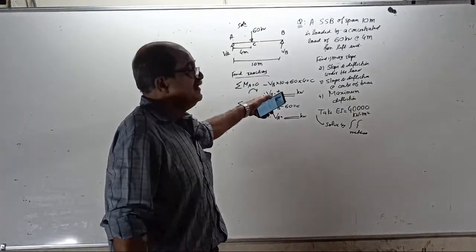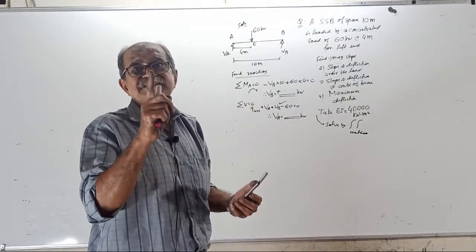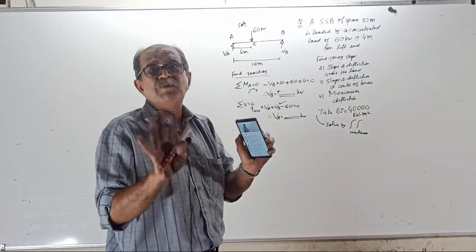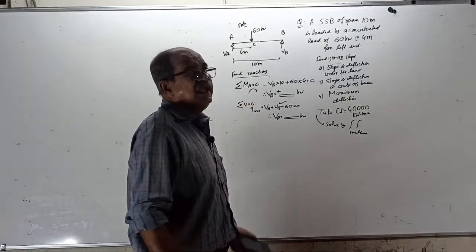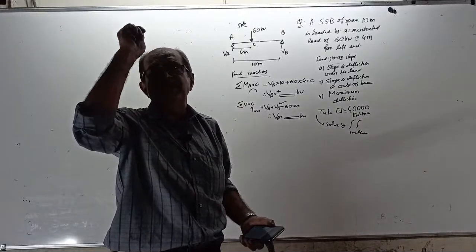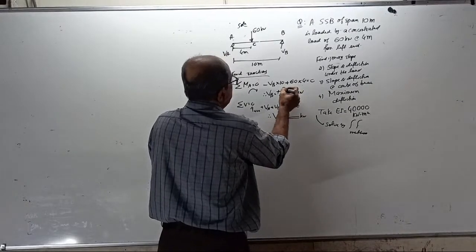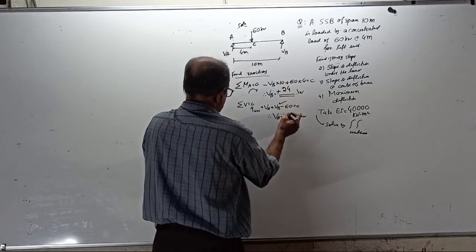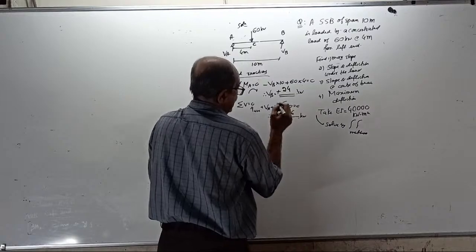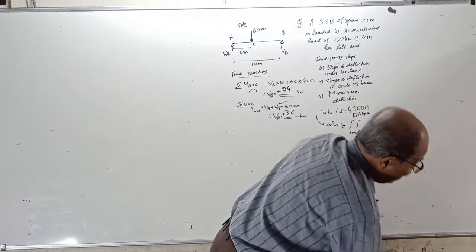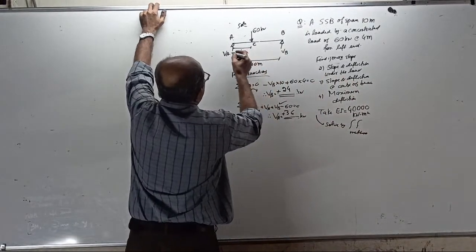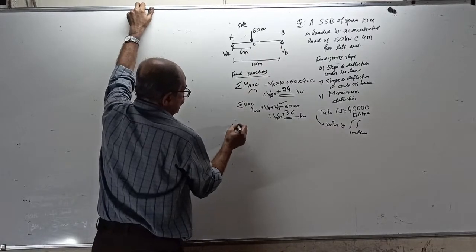See, remember, this is equilibrium, direction based. This is not bending moment. Anybody with difficulty, go to my SFD BMD class, learn and come back. VB equal to 24 kilonewton, VA equal to 36 kilonewton. Okay, start. Now, VA, VB over. Now make a note.